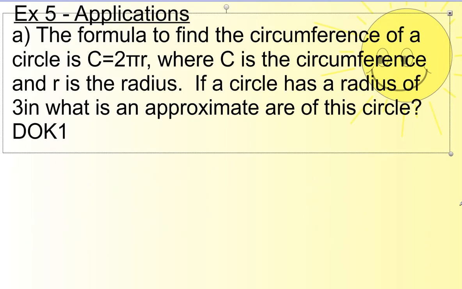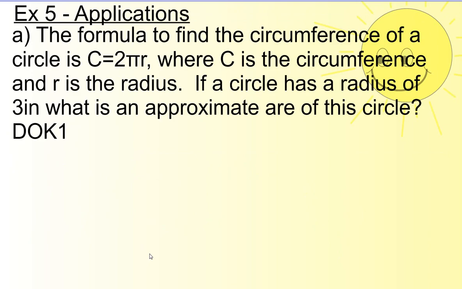Let's see a few applications of this. This problem says the formula to find the circumference of a circle is c equals 2 pi r, where c is the circumference and r is the radius. If a circle has a radius of 3 inches, what is an approximate area? I promised myself there'd be no typos, but I still messed up. What is the approximate area of this circle?